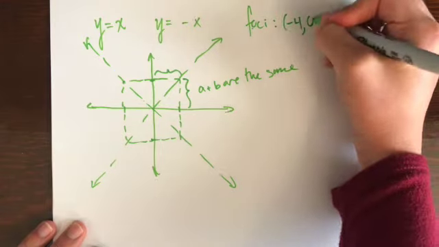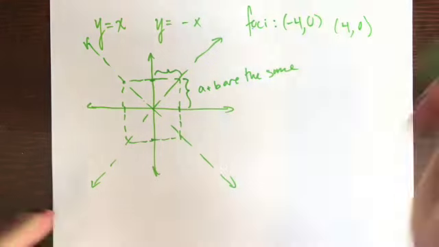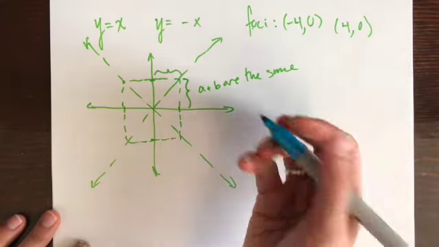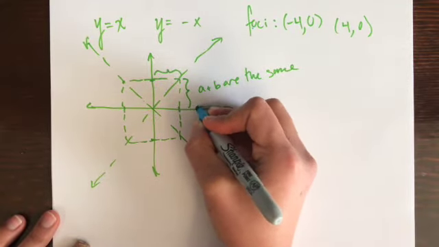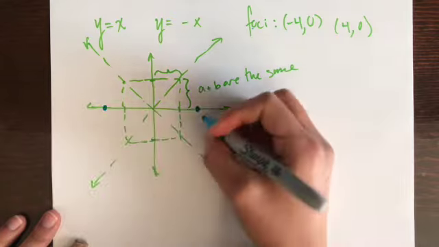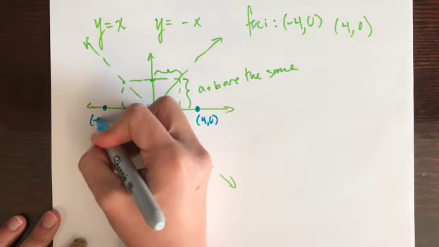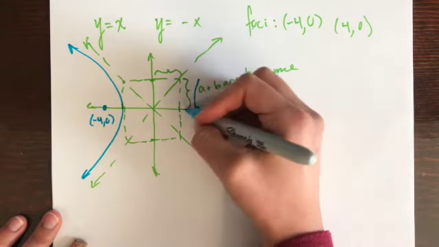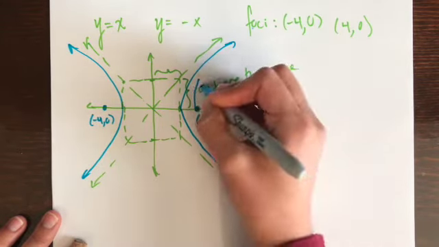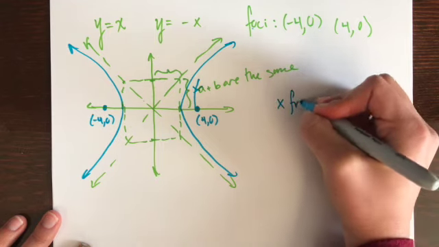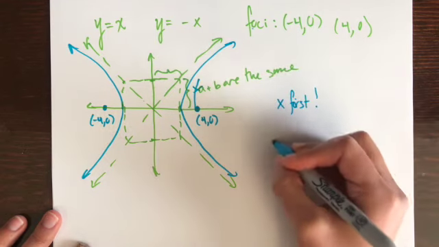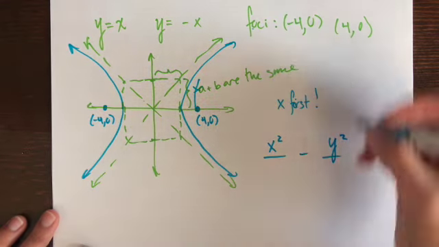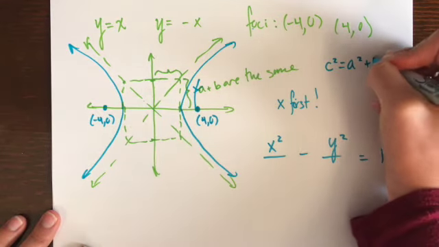So they give me one other piece of information. I know that the foci are (-4, 0) and (4, 0). So first of all, I figure out where my foci are. I graph those. I get (4, 0) and (-4, 0). So then I know that my hyperbolas are scooping up those foci, so I draw those hyperbolas. I realize that x needs to be first because this is a sideways hyperbola. So I write x squared over something minus y squared over something is equal to 1.